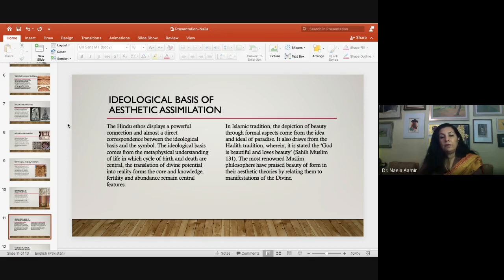The symbols are configured in the aesthetic vocabulary due to their formal qualities contributing to the decorative drive. However, if one digs deeper, the decorative drive in Muslim aesthetics is not a thing in itself. It draws its significance from the metaphysical worldview. The depiction of beauty through formal aspects comes from the idea and ideal of paradise.